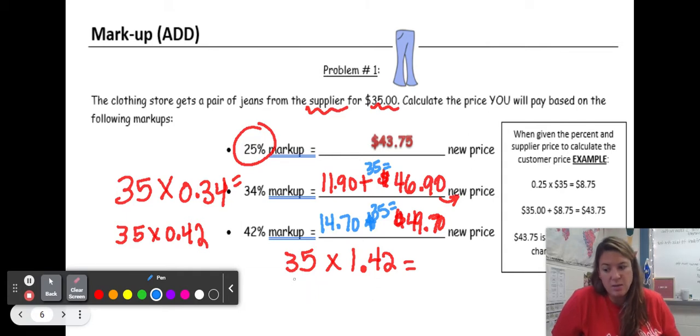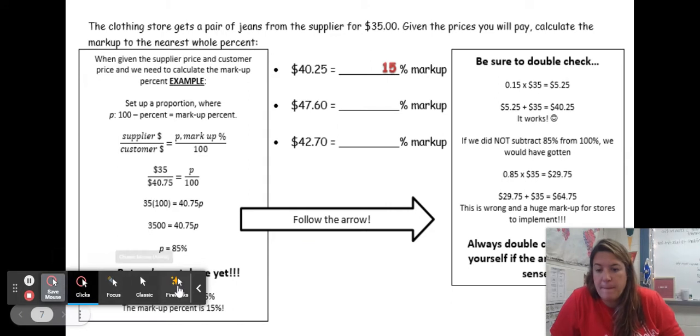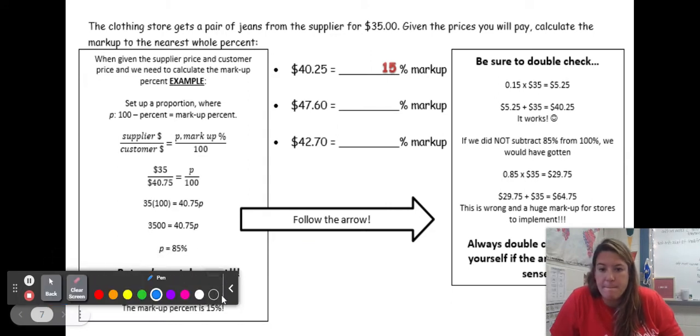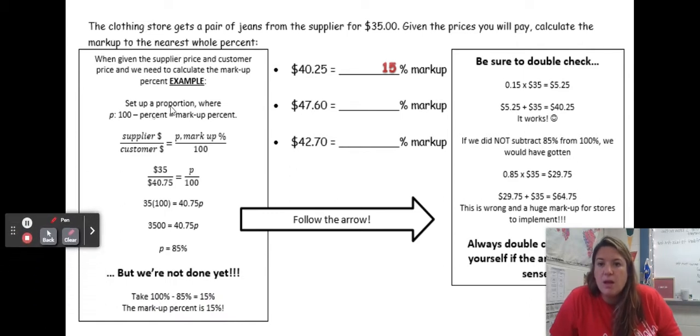But sometimes I don't tell you what the percent is, and I tell you what the store is selling it to you for. So that's giving you a little bit of different information. So let's look at one of those problems. Okay. So if this clothing store gets a pair of jeans from the supplier for $35, and then you know the price you're going to pay, you need to find the markup.